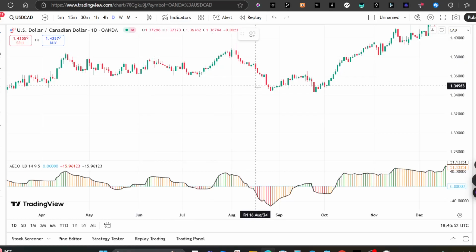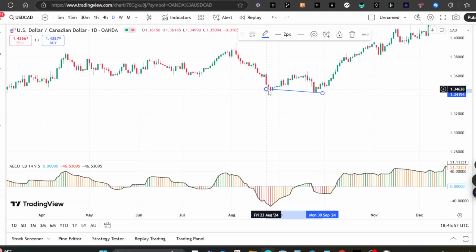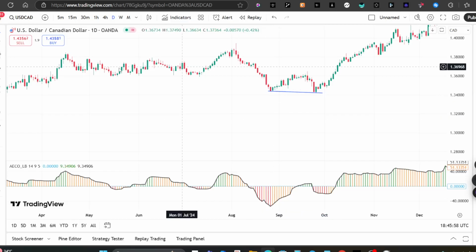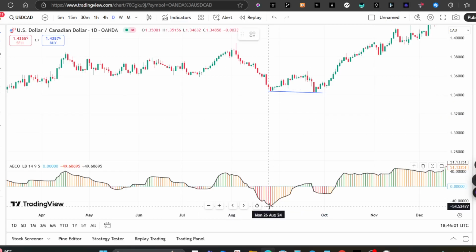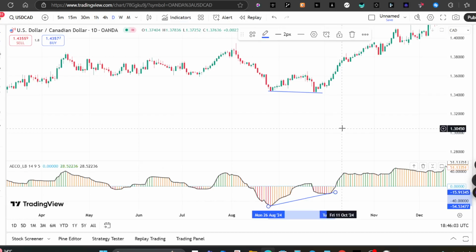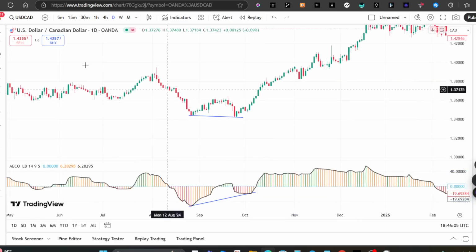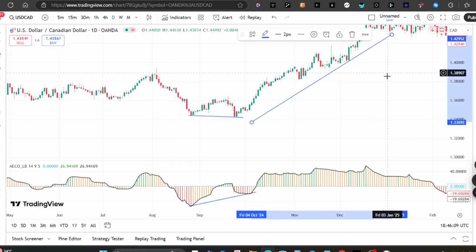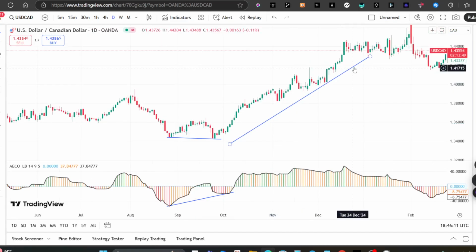Okay, I think we have a good example here. This is going to be the case of a bullish divergence. You can see that the price made lower lows, but the indicator made higher lows, showing that a bullish momentum was incoming, showing that the bearish momentum was getting weak. And you can see that after that, we had a significant bullish reversal.